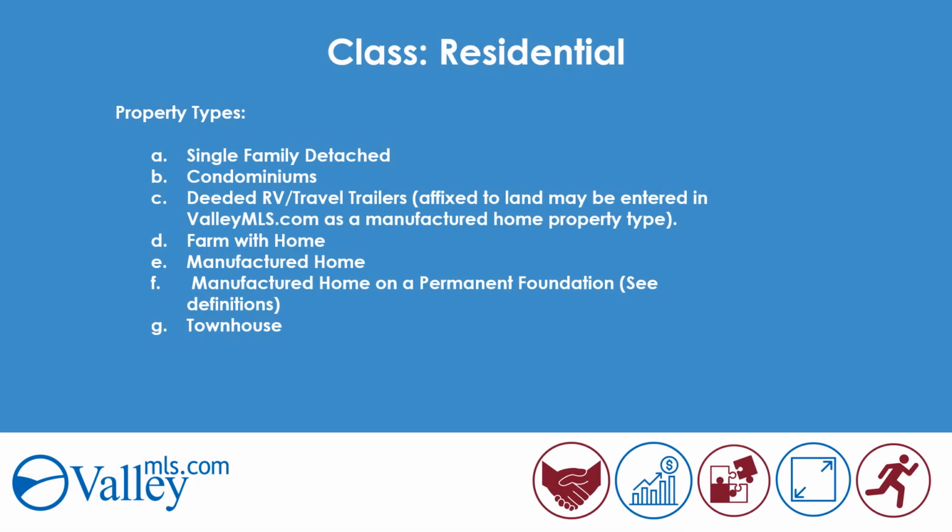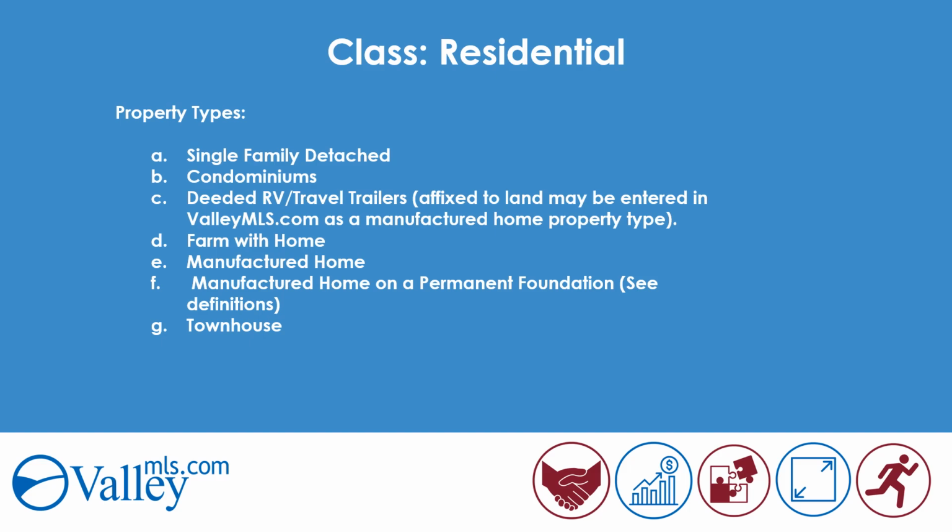Let's look at some of the classes that are found in our Paragon system where you can enter properties and search for properties. Under the residential class, you will find A, single-family detached. That's your traditional home, sitting on a parcel without any other structures attached to it.